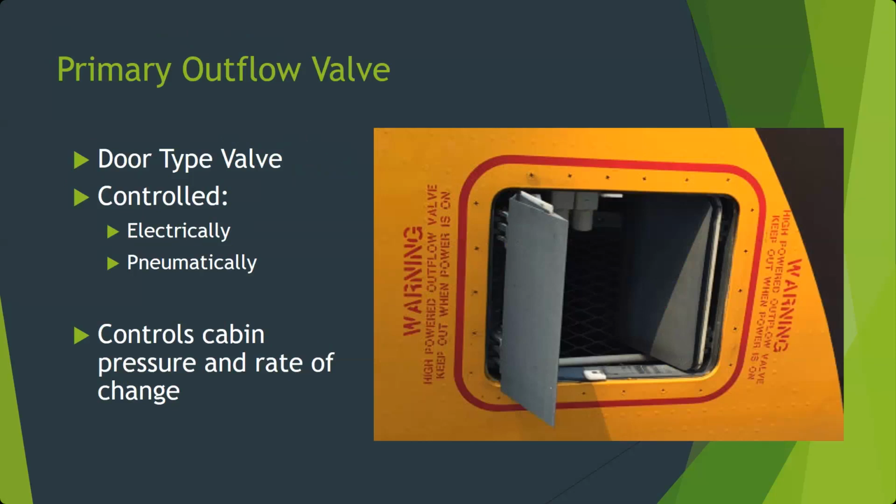Again, they can be electrically or pneumatically controlled. Most more modern ones are electrical, and it's going to do the same thing. It can vary how much it opens, right? It doesn't have to be all the way open like shown here. It can be just cracked open a little bit, or it can be opened a lot. And the faster you open it or close it, the faster you get a pressure change in the cabin.